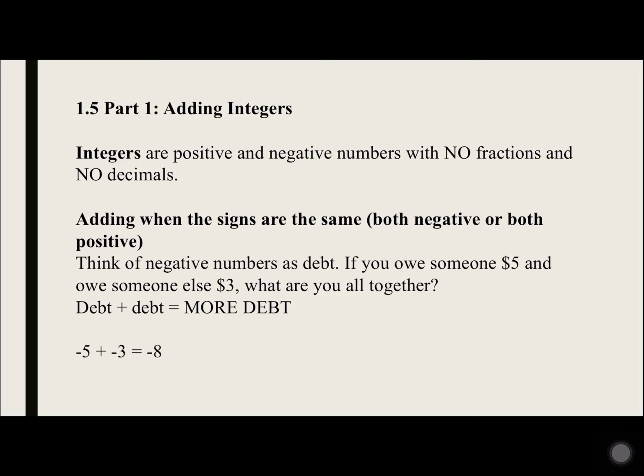1.5 Part 1, Adding Integers. Integers are positive and negative numbers with no fractions and no decimals. Adding when the signs are the same, both negative or both positive.